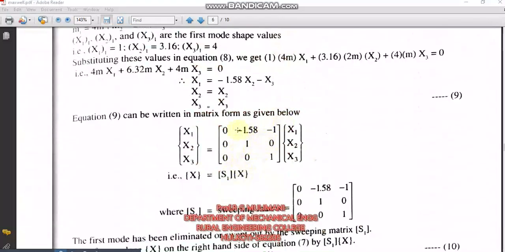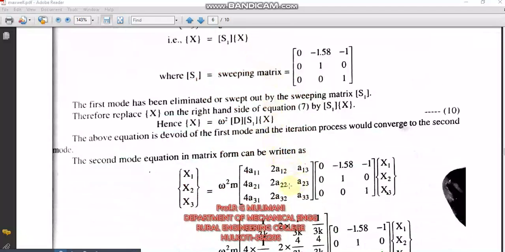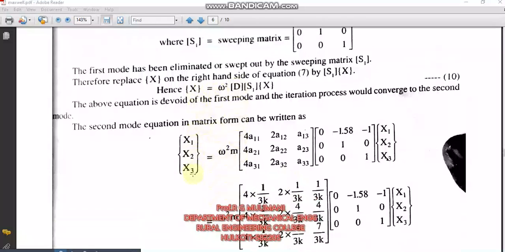This is the sweeping matrix: 0, minus 1.58, minus 1, 0, 1, 0, 0, 0, 1. Okay, let us represent x is equal to x1, x2, x3, omega square as it is. The dynamic matrix is a multiplication of the influence coefficient matrix and the mass matrix. In the mass matrix, in all the elements m is common, so it is taken outside. So it is 4a1, 2a1, 2a13. The dynamic matrix is multiplied with the sweeping matrix here.